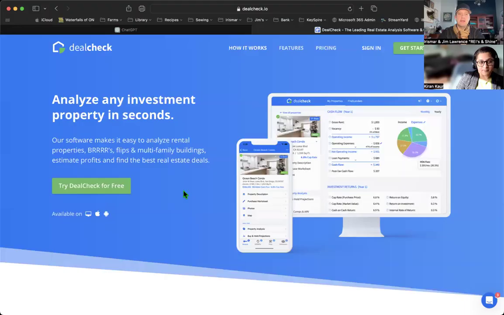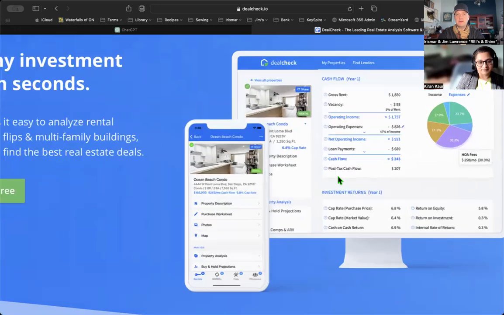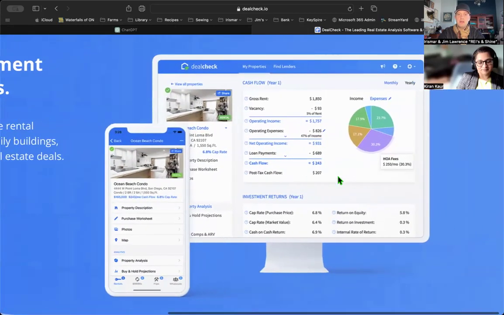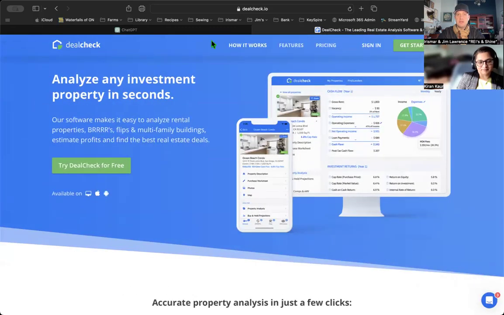Okay, great. And yeah, Deal Check is another popular one there. They've got a great tool that helps you keep track of the properties that you're analyzing, and it really breaks it down and lets you go kind of a deep dive. I use that often, and I know a lot of people do as well.